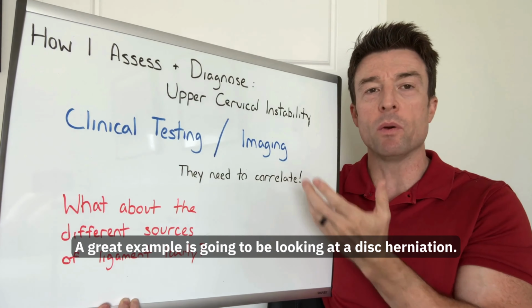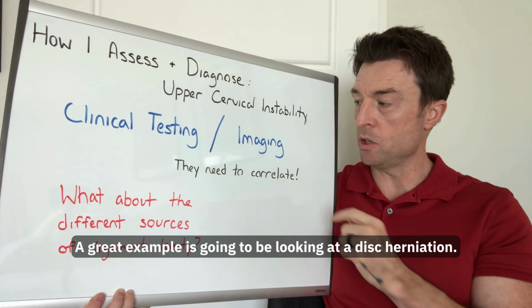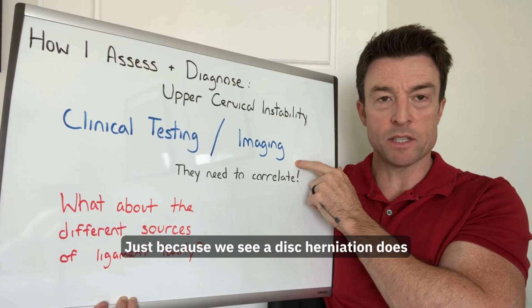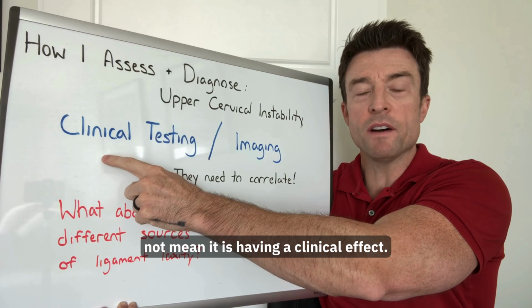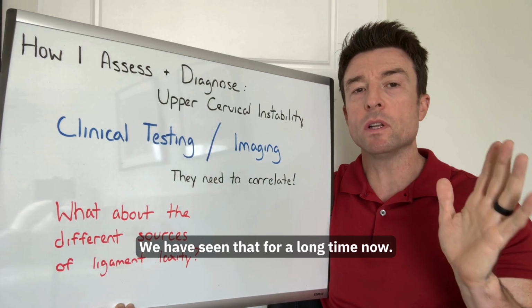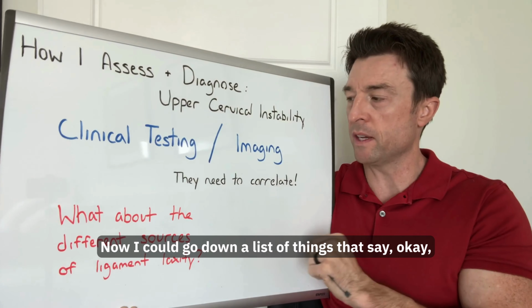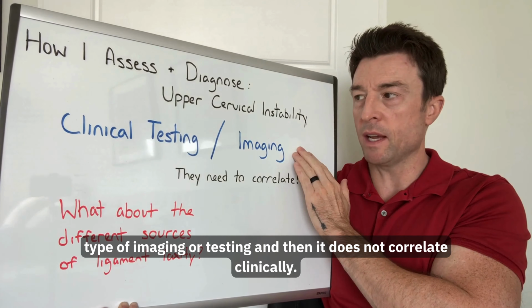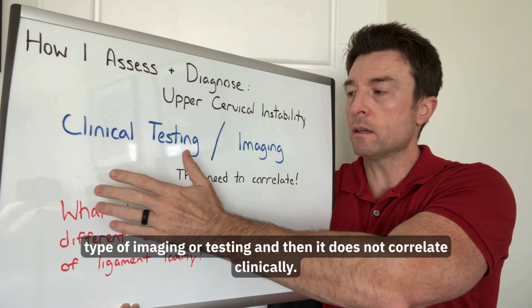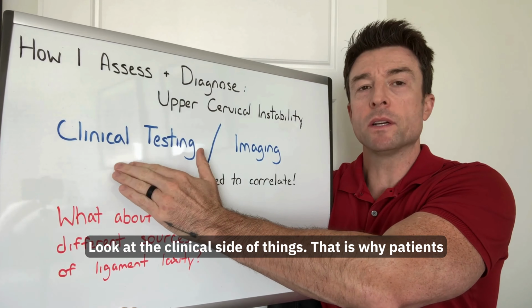A great example is looking at a disc herniation. Just because we see a disc herniation does not mean it is having a clinical effect. We have seen that for a long time now. Now I could go down a list of things where we could look at some type of imaging or testing, and then it does not correlate clinically. Look at the clinical side of things.